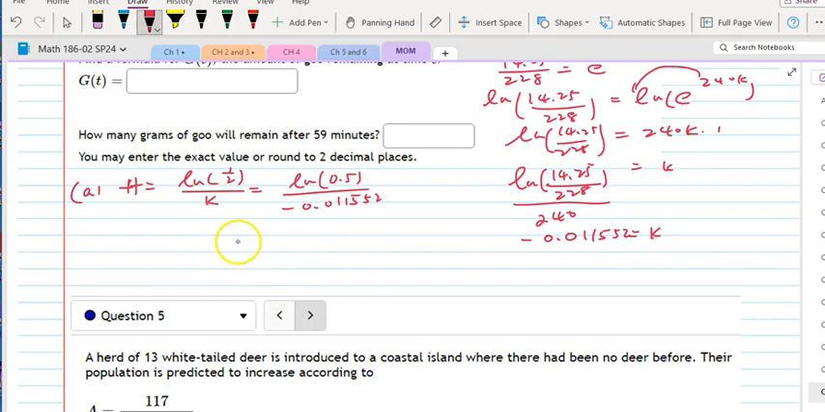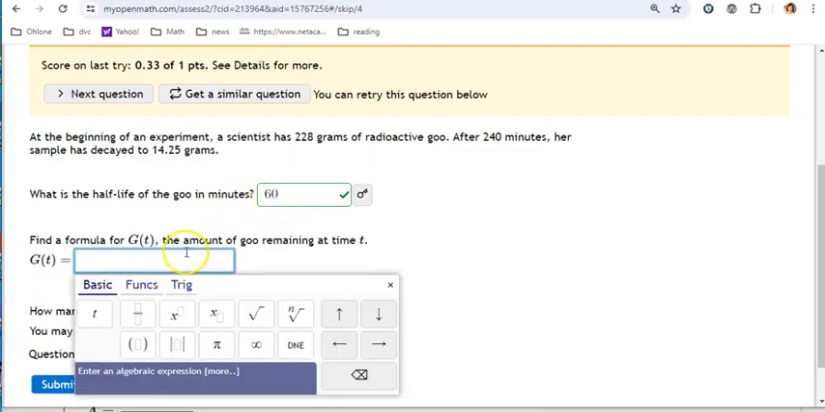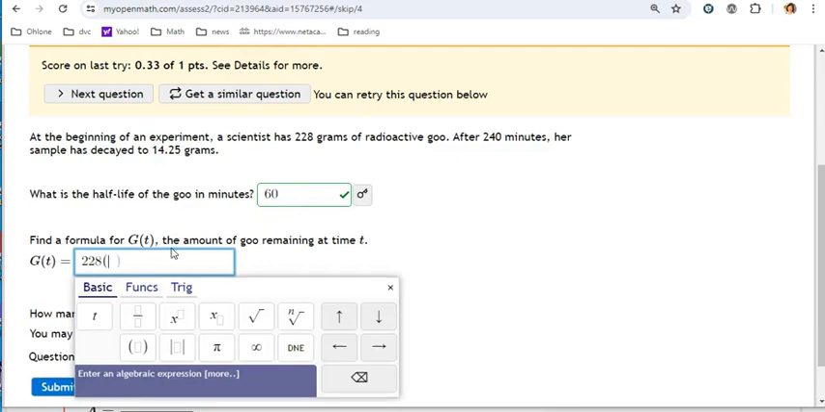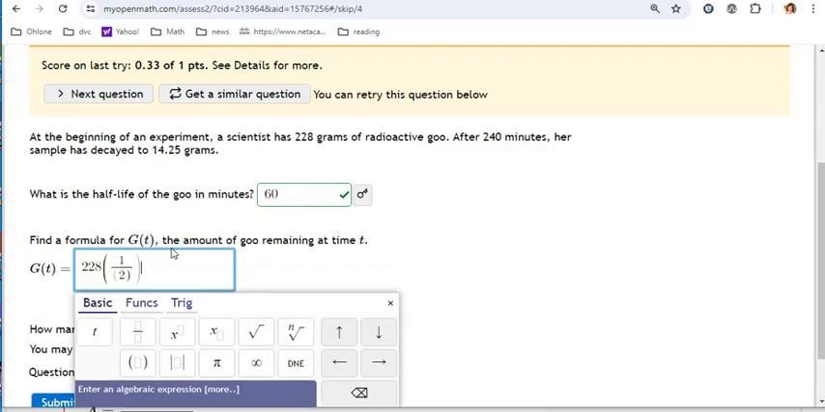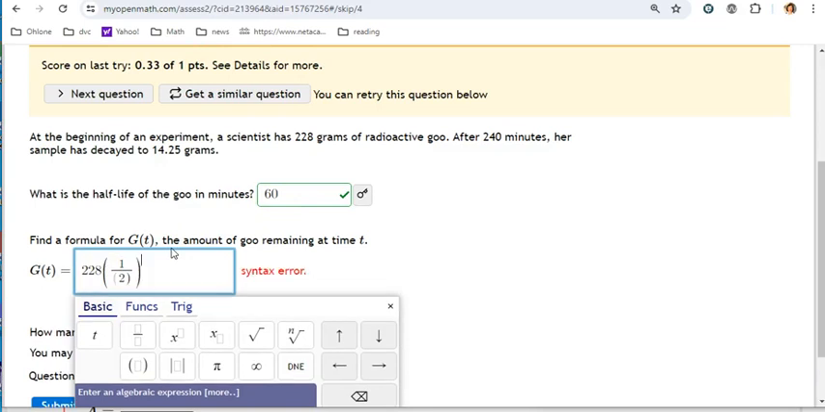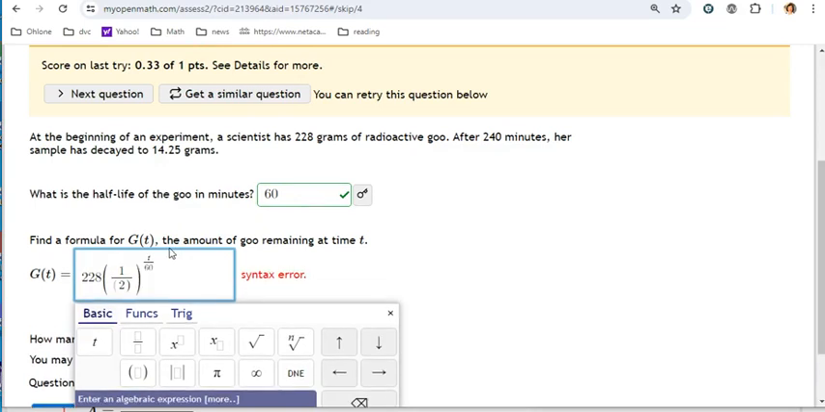And then for the formula, we can use the A0 formula, but because 60 is so nice, we can use the half. What is the initial value? 228, right? Y equals 228 times (1/2) to the power t over 60, because 60 is the half-life.